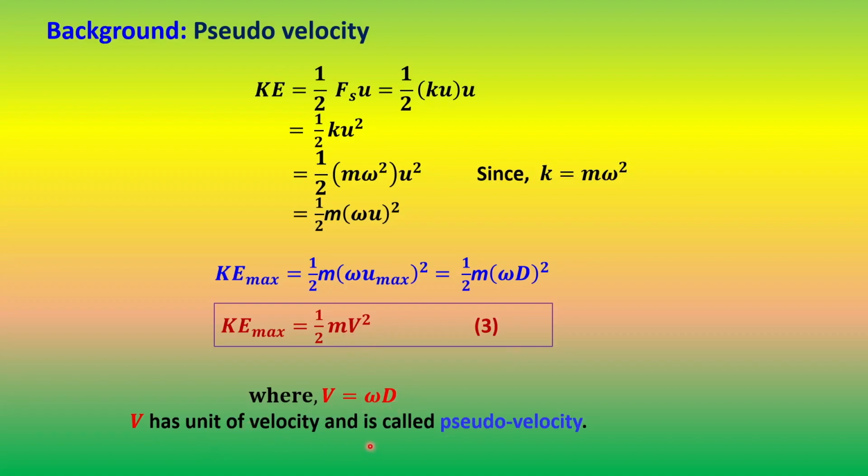It has the unit of velocity because omega equal to radian per second, and radian you can imagine not having any dimension, so it is displacement D by second, that is velocity. So this is not the U dot exactly, but it is similar to that, having same dimension as that of velocity, and it is called pseudo velocity.